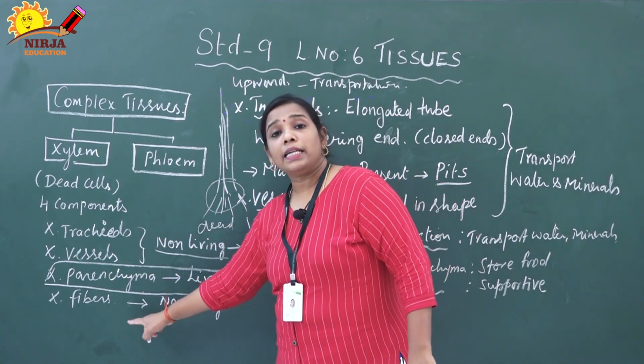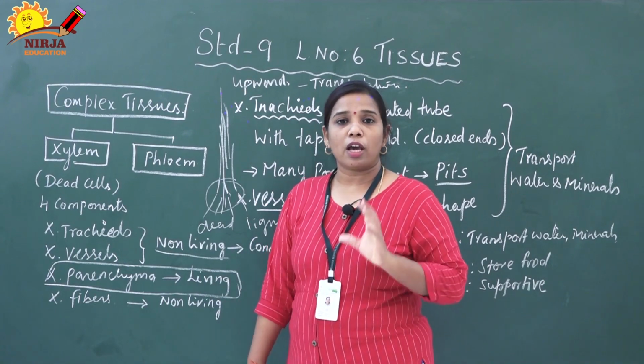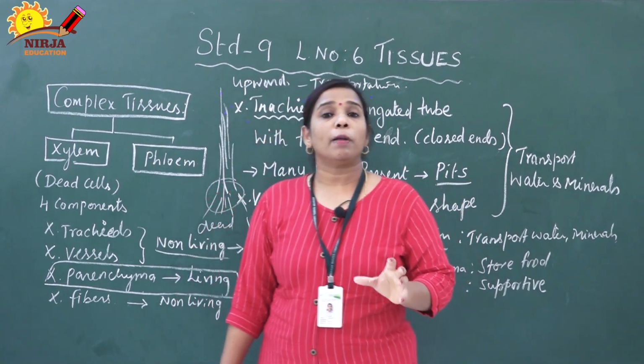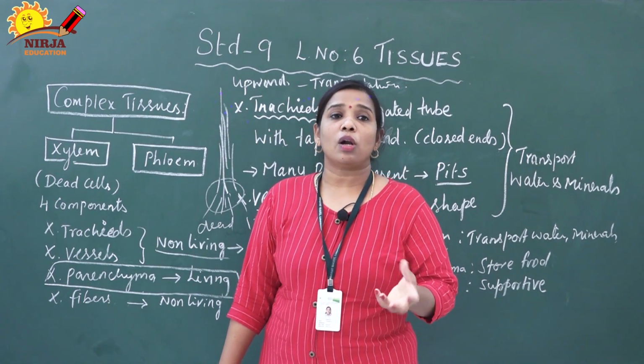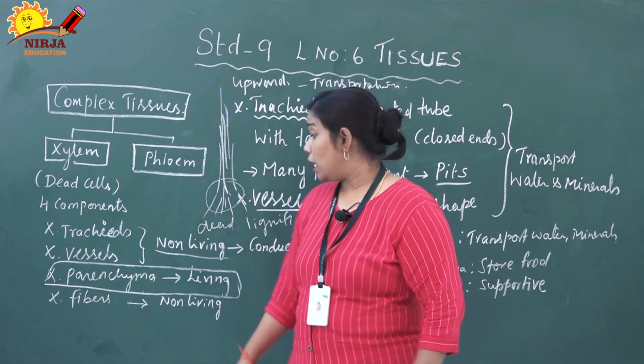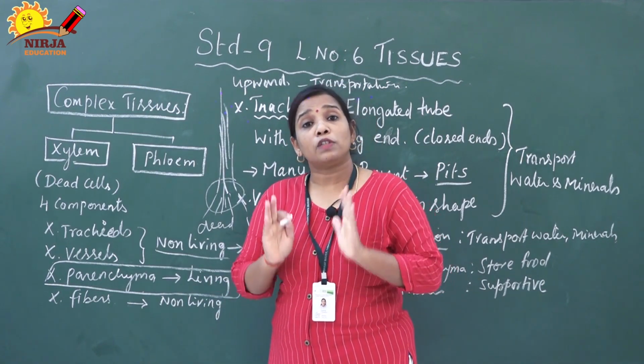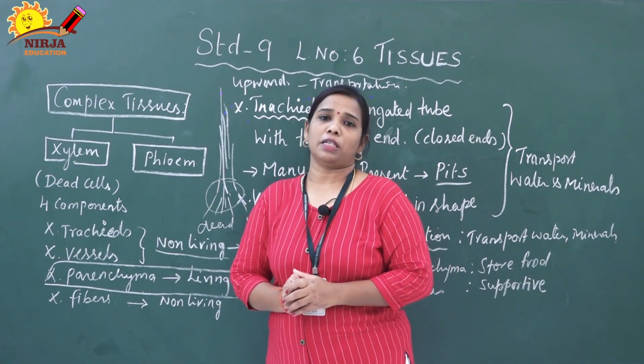Tracheids, vessels and xylem fiber, I am talking about. So they are made up of dead cells. The cell wall is very, very thick and made up of lignin, so that cell wall is called a lignified cell wall. Then what about parenchyma? The parenchyma cell wall is made up of cellulose, but a thin cell wall is present.